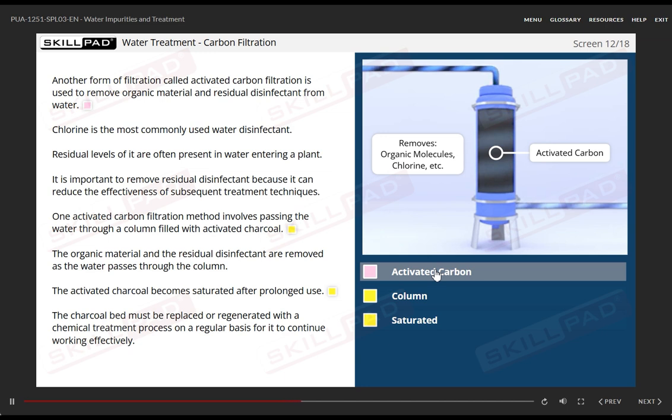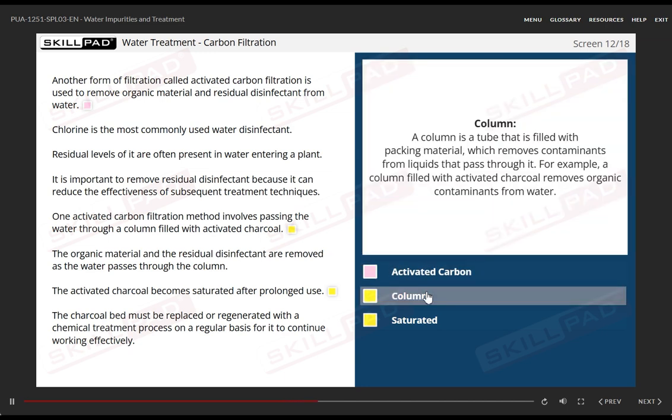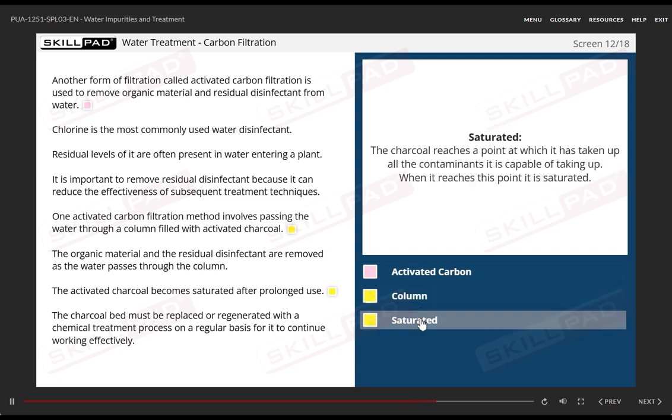One activated carbon filtration method involves passing the water through a column filled with activated charcoal. The organic material and the residual disinfectant are removed as the water passes through the column. The activated charcoal becomes saturated after prolonged use. The charcoal bed must be replaced or regenerated with a chemical treatment process on a regular basis for it to continue working effectively.